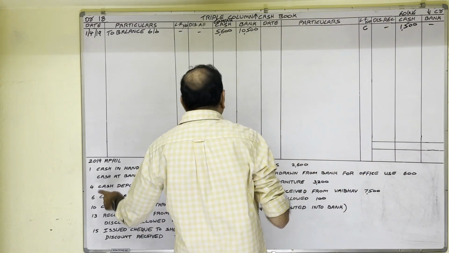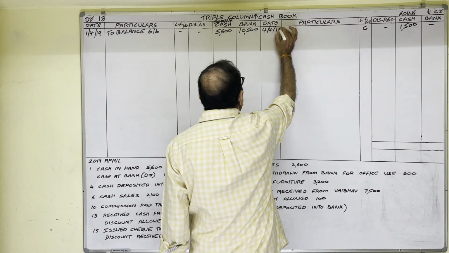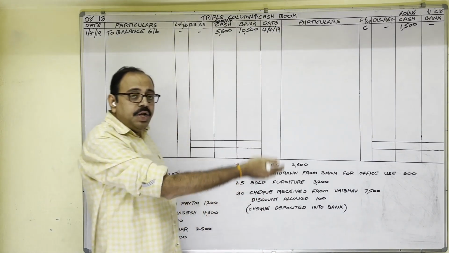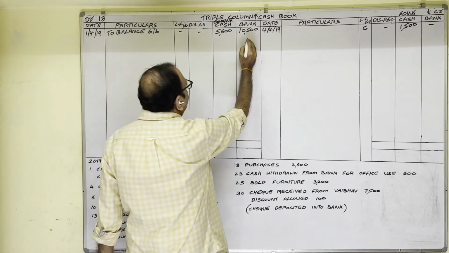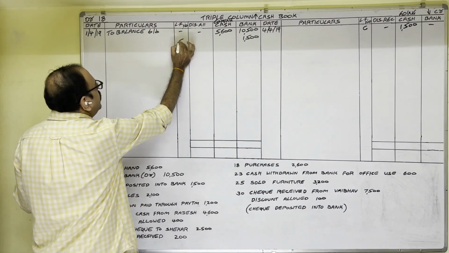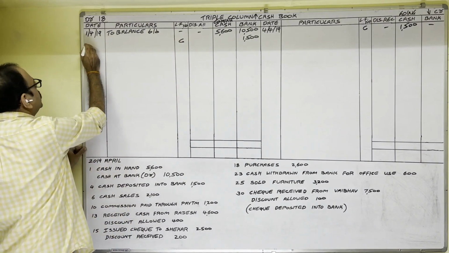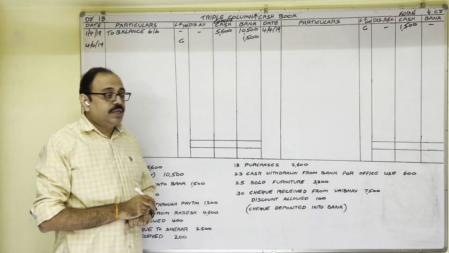Date is 4th April 2019. We are depositing money into the bank. So the bank balance increases. So, debit side, bank column, 1500 rupees. In LF number, C. Date is 4th April. And in the particulars column, what to write?